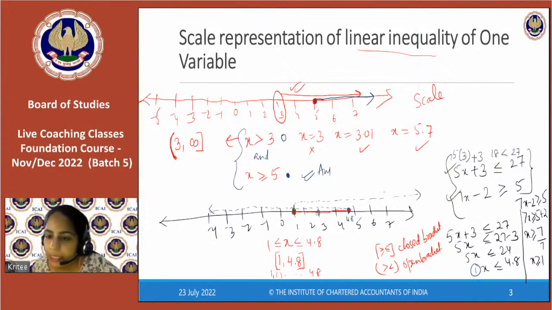Okay, I'll just check the second part also. In the second one, 7 into 3 minus 2, that is 21 minus 2, 19. Is 19 greater than 5? Yes, it is greater than 5. It fulfills the condition. It satisfies the condition. Yes, Srinidhi is understanding.